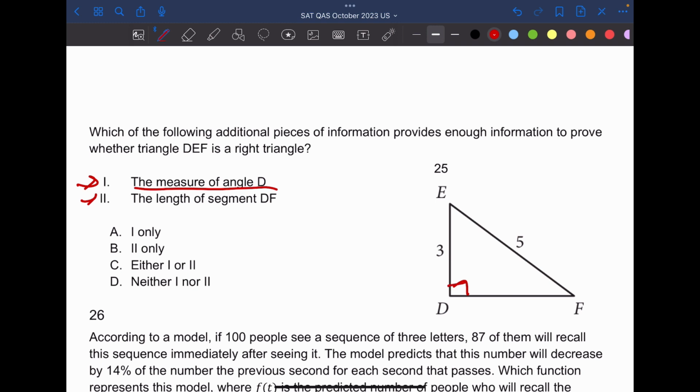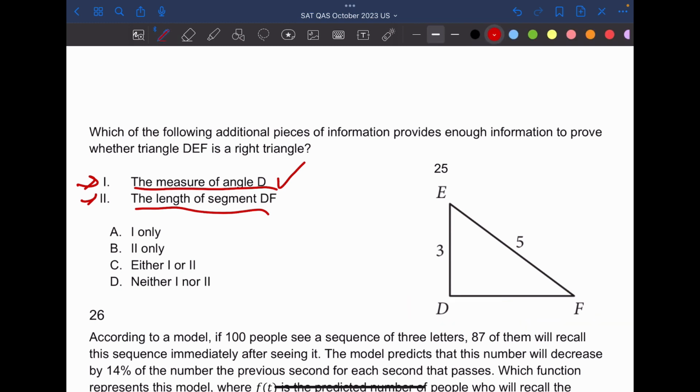Yes, because if I tell you it's a right angle, then it's a right triangle. If I tell you it's not a right angle, then it's not a right triangle. Pretty simple, so this is correct. And then does the second one, the length of segment DF, tell you if this is a right triangle or no? It also does, because this is something that can be used for the Pythagoras theorem.